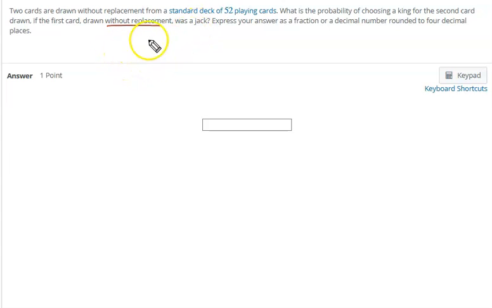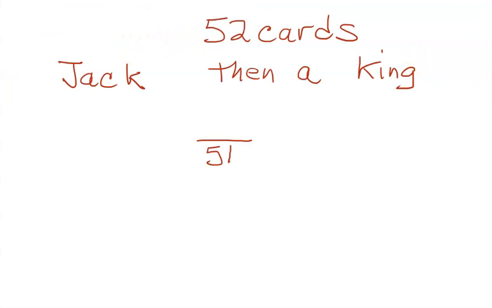So the probability of picking a jack, now this is a little tricky, because what they're asking here is you've already picked out the jack. It's not the probability of picking out a jack. You've already picked out the jack. Now, what's the probability that your next card is going to be a king and you're not replacing that? Well, there are now fewer cards in the deck. There's only 51 because you picked out a jack.